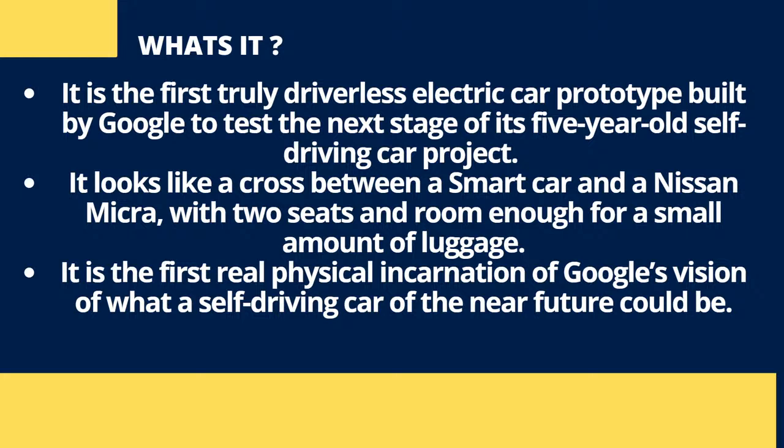Then what is it? It is the first truly driverless electric car prototype built by Google to test the next stage of its 5-year-old self-driving car project. It looks like a cross between a smart car and a Nissan Micra, with two seats and room enough for a small amount of luggage. So this is about the car itself. It is the first real physical incarnation of Google's vision of what a self-driving car of the near future could be. So it is just an experimental prototype, an experimental project.